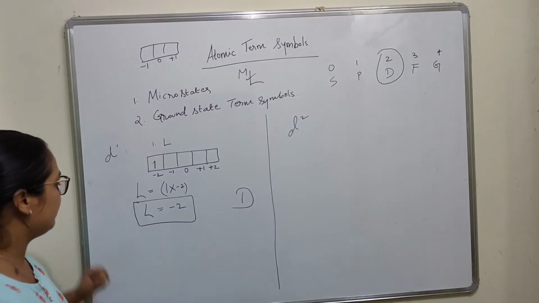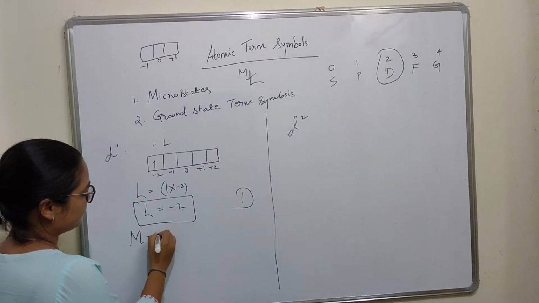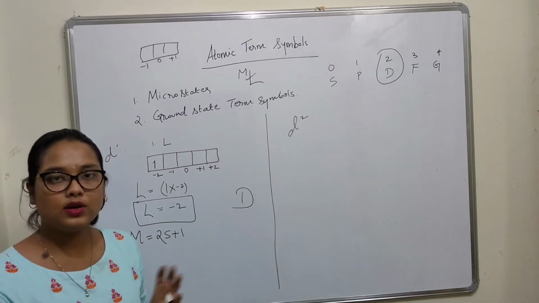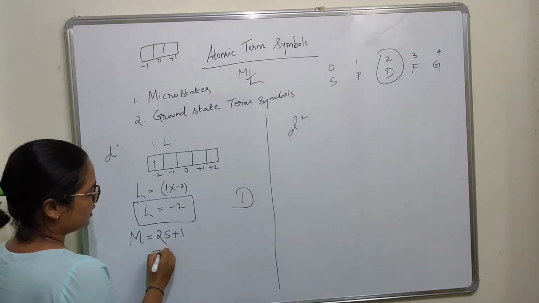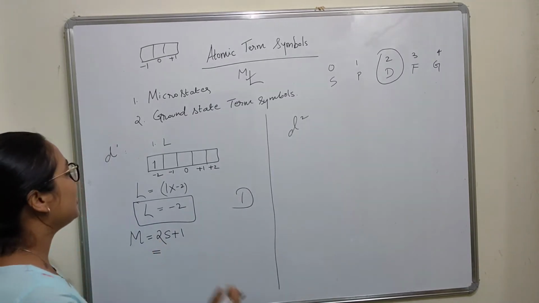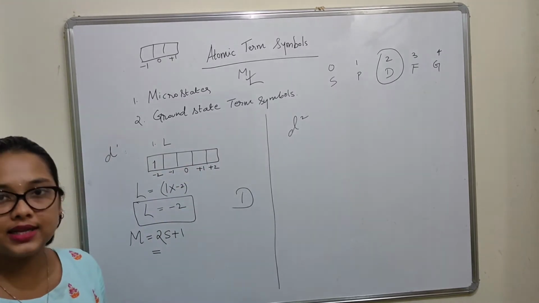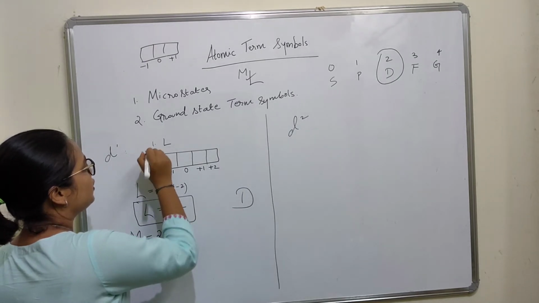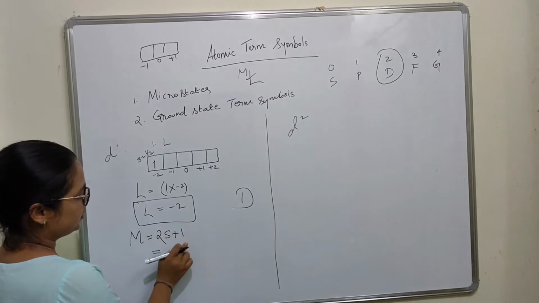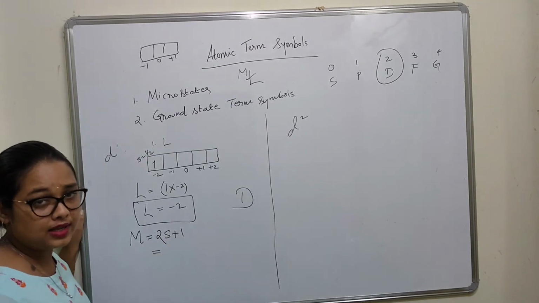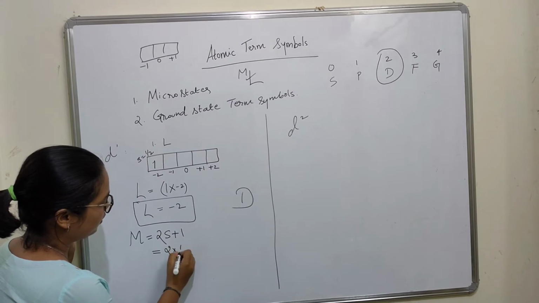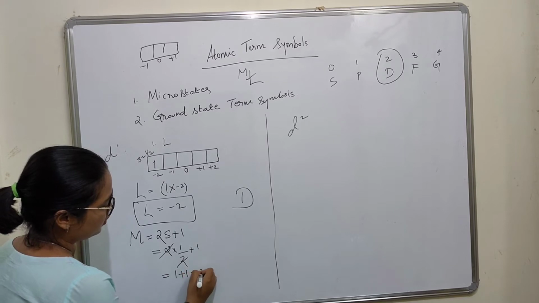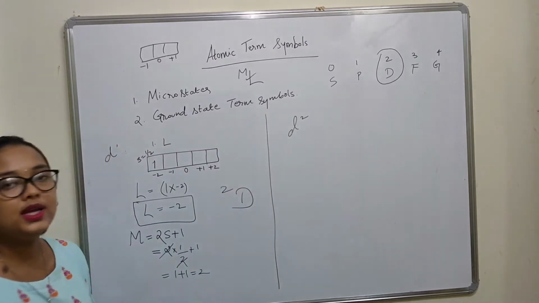Now we go back to M. What did I say? M is given by the formula 2S plus 1. M is your total spin multiplicity number. It is given by the formula 2S plus 1, wherein S is the spin which is present on the unpaired electron. So for this electron over here, the value of S is going to be half. So M depends on the number of electrons which are present and S is the spin that we have. So 2 into half plus 1, this is going to be 2. So our term symbol is going to be 2D.